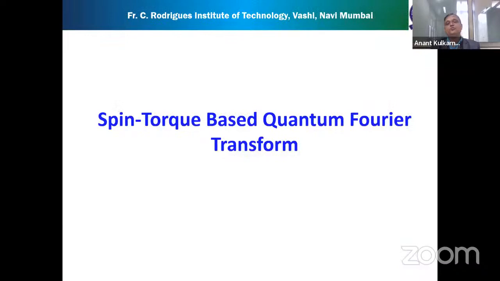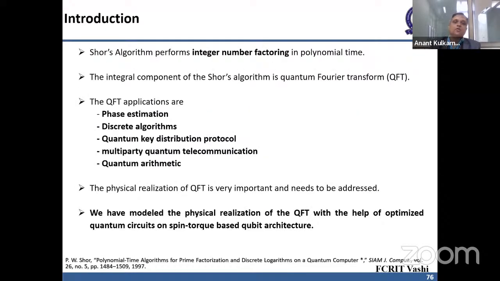The most important, why I was running through the slides, I wanted to cover this spin torque based quantum Fourier transform. As I said, the quantum Fourier transform is the modified version of the Hadamard gate. Now we said that Shor's algorithm is used for integer number factoring, and the quantum Fourier transform is an integral component of the Shor algorithm. Apart from that, there are several applications of this quantum Fourier transform, that is phase estimation, discrete algorithms, quantum key distribution protocol, multi-party quantum telecommunication, and quantum algorithm arithmetic. Therefore, the quantum Fourier transform is very, very important, and for that, its physical realization has to be addressed.